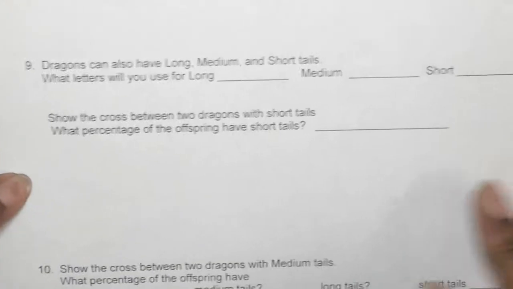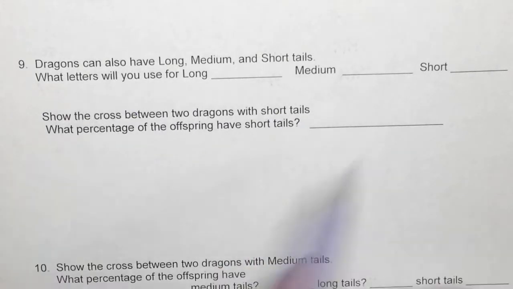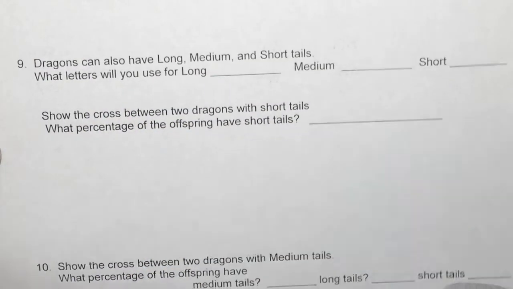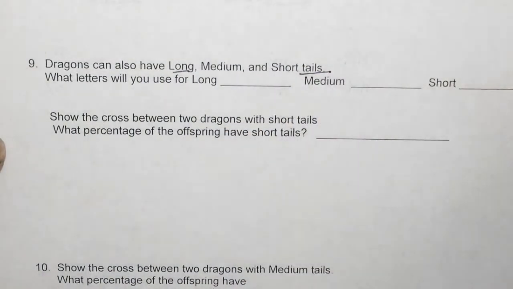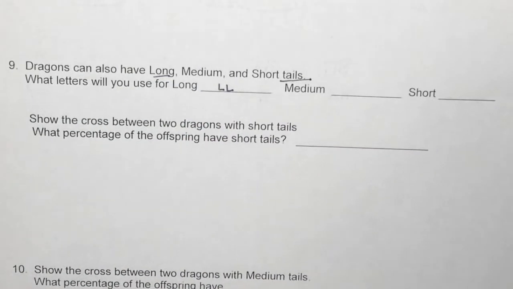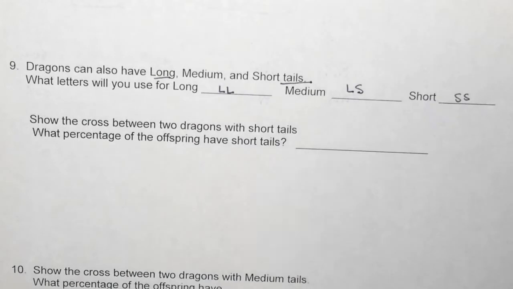You know what? I'll do number 9 for you. It says dragons can also have, and again, this part right here is just all fairy tale, because obviously flowers don't have tails, so this is not real, but still good to practice. So I've got long, and I've got short, and then I've got in the middle, right? So that means that the genotype for long would be big L, and the genotype for short would be big S. And then in the middle, you're not going to put M, you're going to put LS.